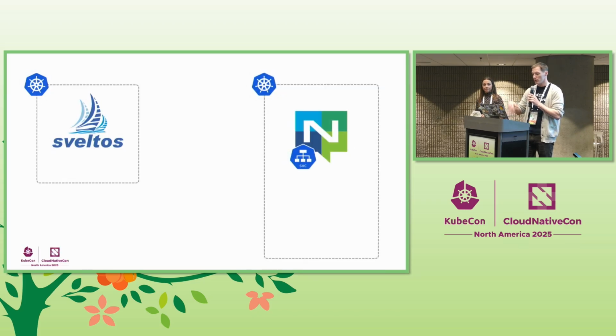So the way that we're solving this, we've got Sveltos, and we've got our managed cluster that's running NATS. So we upload that configuration secret to our management cluster.